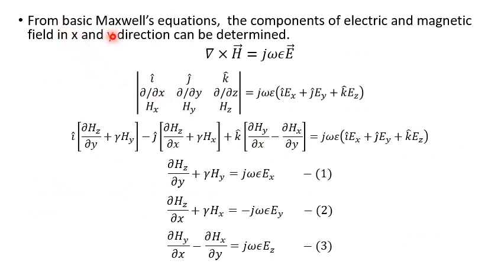Now from the basic Maxwell equations, you can determine the components of the electric and magnetic field in the x and y direction. In order to do that, we will start with the basic Maxwell equation, the first equation, which is del cross H is equal to j omega epsilon into E. Now I'm going to expand this del cross H in the rectangular coordinate system.